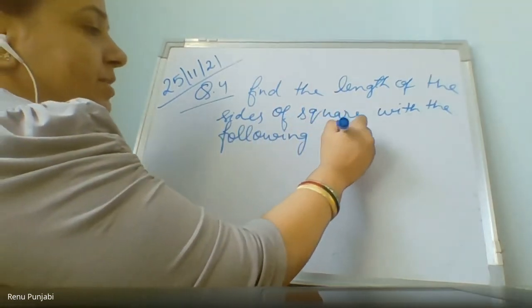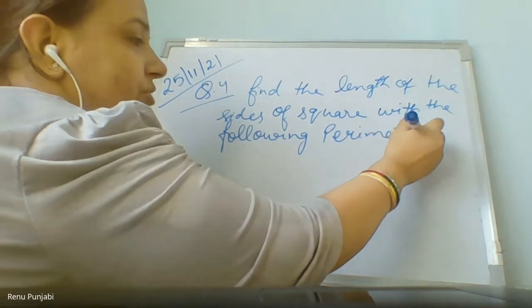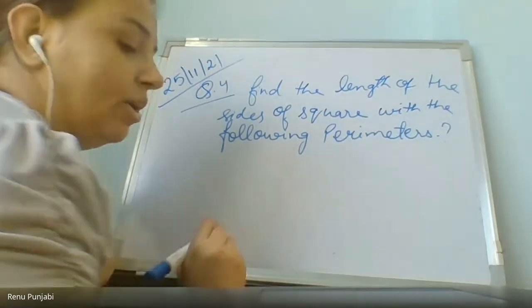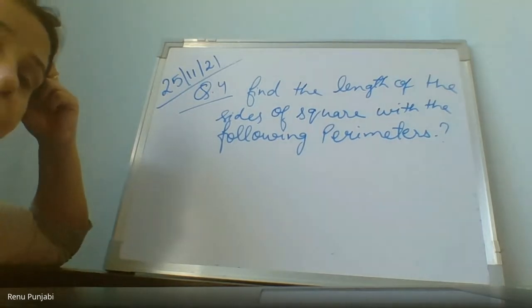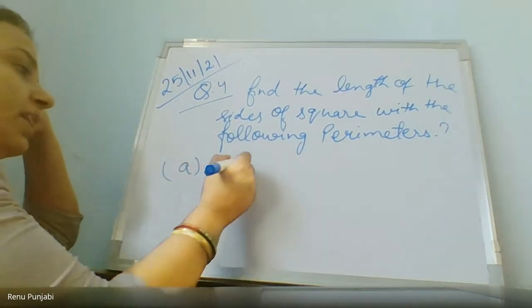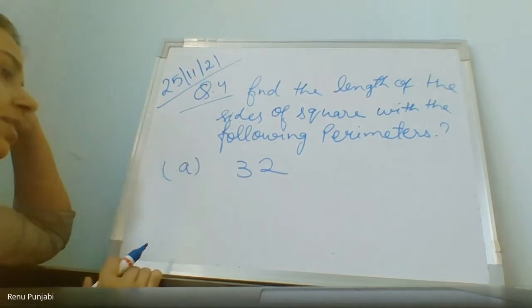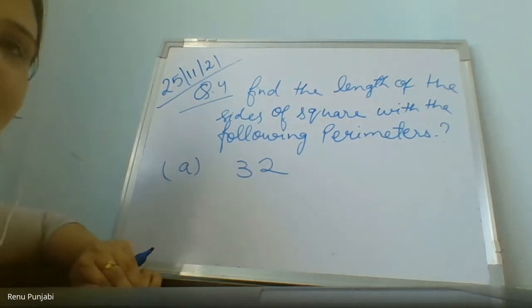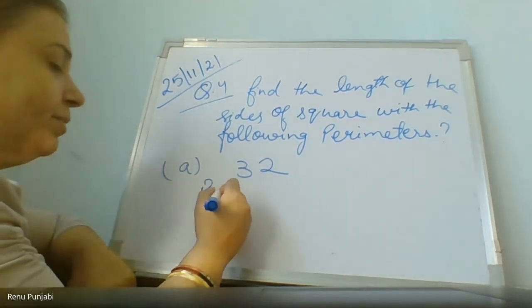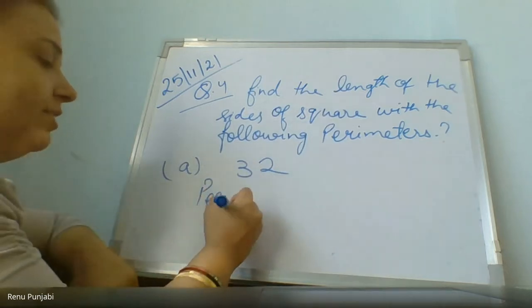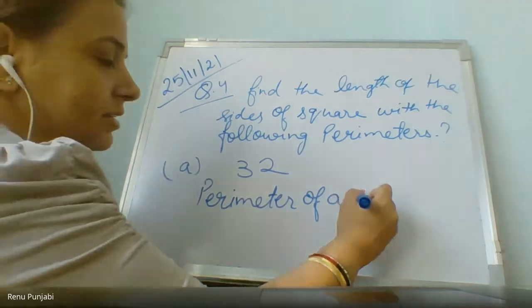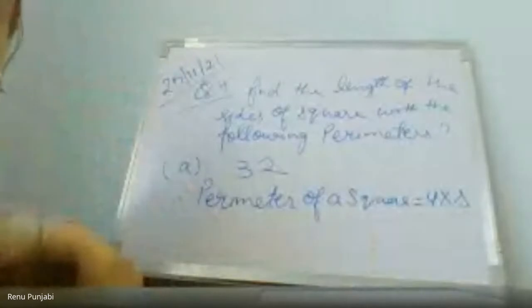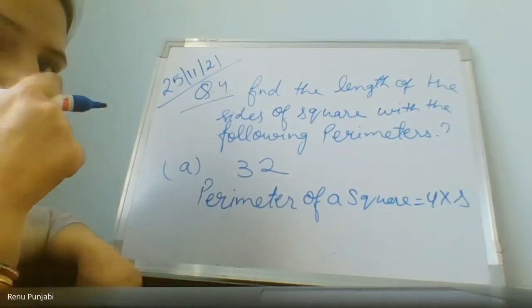Following perimeters means here the perimeter is given to you and you have to find out the length of each side. Sum number 1, 32. This is the perimeter. When perimeter is given to you, for finding the perimeter of a square, what is the formula? Perimeter equals 4 into side, because all the sides are same.